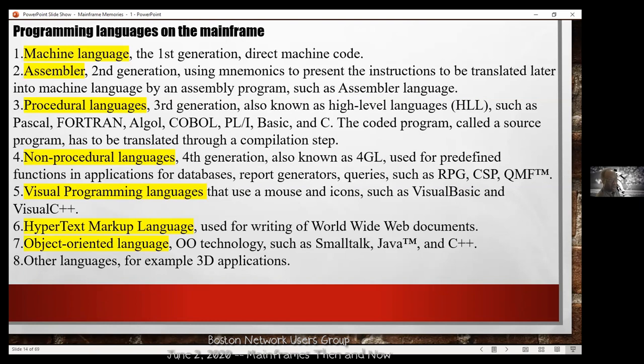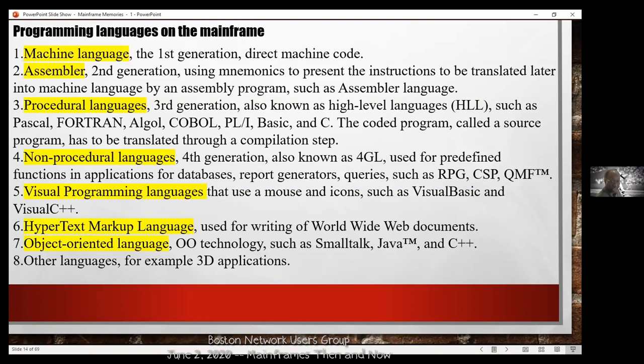Whether it was for business purposes or scientific purposes, that had to be broken down into very basic instructions so that the mainframes, in this case, could understand it and be able to process it.